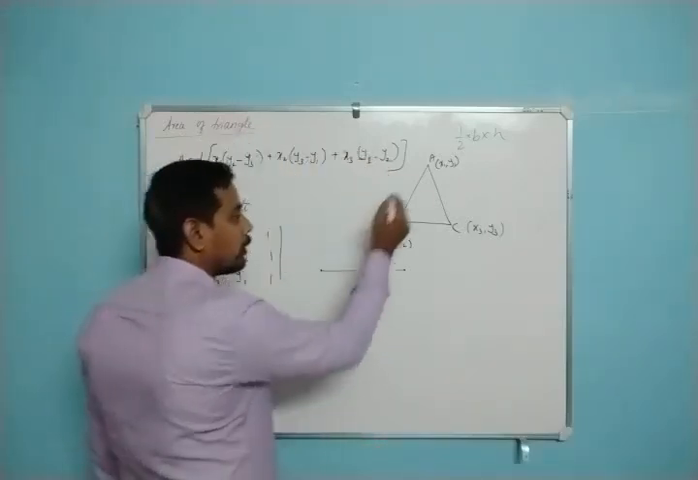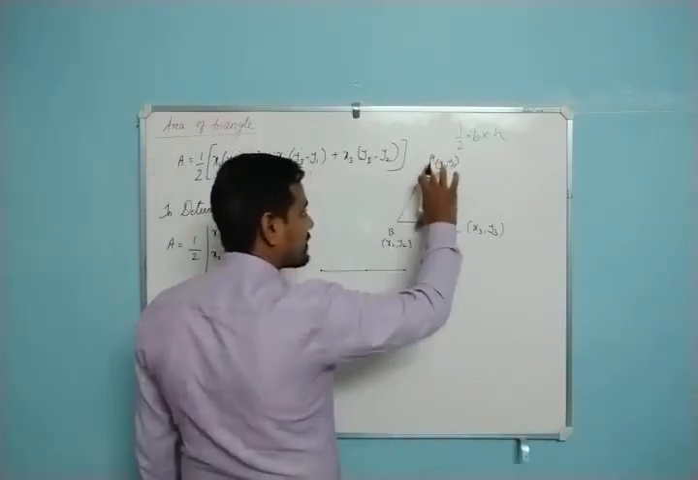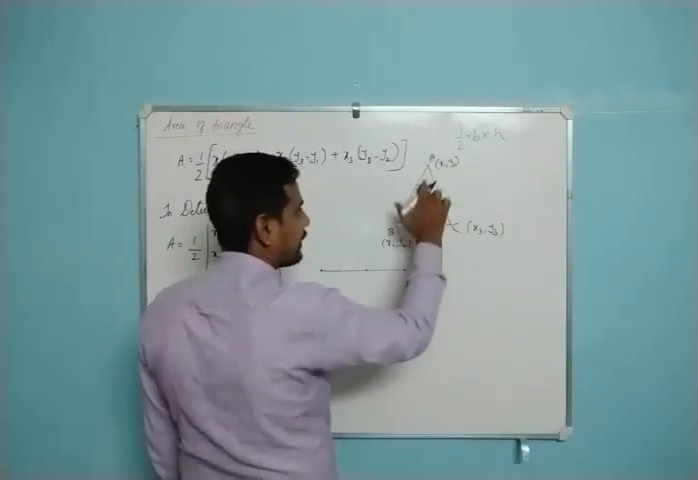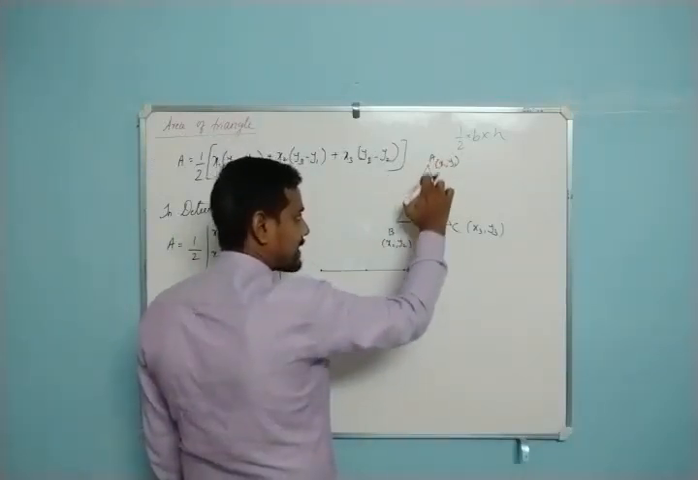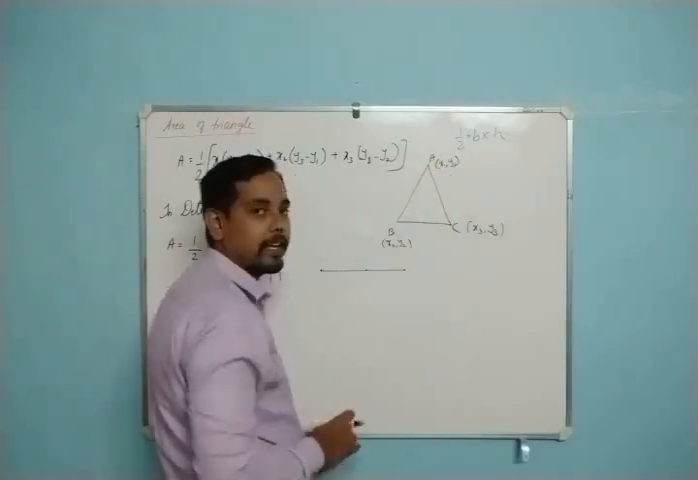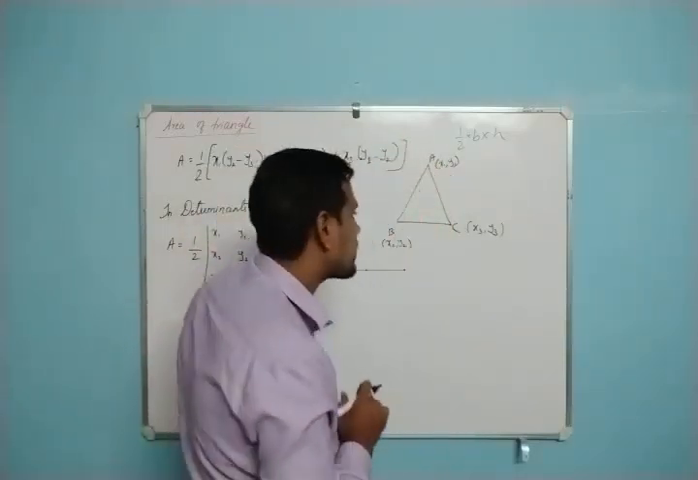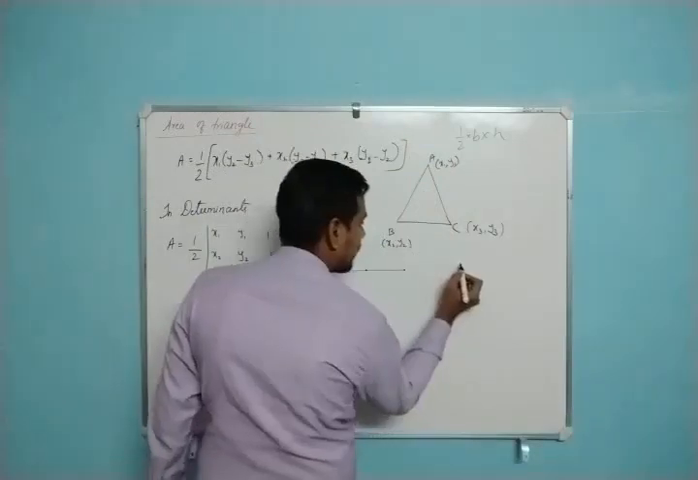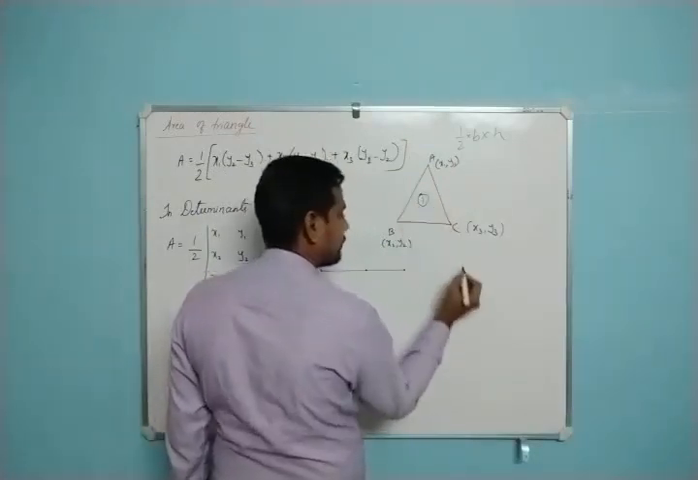Alright, so now consider this triangle. If I press this A downwards a little bit, then what happens? Let this be 1.